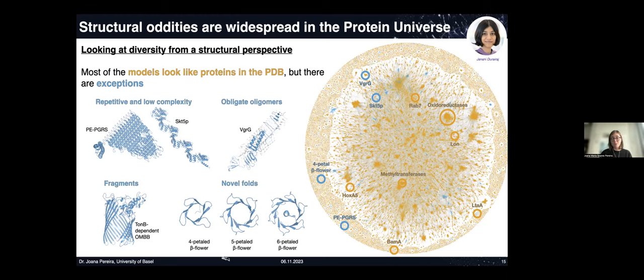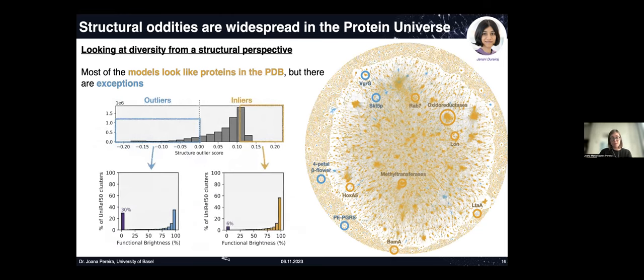But we also have novel folds, and we could find all of these cases in our network, especially in the case of novel folds. We're really excited to see these new predicted folds, which we call the beta flower, which are repetitive beta barrels that we could find with a different number of hairpin repeats from 4 to 6. When we look at the structure, it really looks like a flower because there's a long loop that makes it look like a petal. We saw that most of our set in our atlas is inlier, but we have clusters of outliers that fall into all of these categories. Still, when comparing the darkness distribution between inliers and outliers, we saw there's much more darkness in the structural outliers than in the inliers.